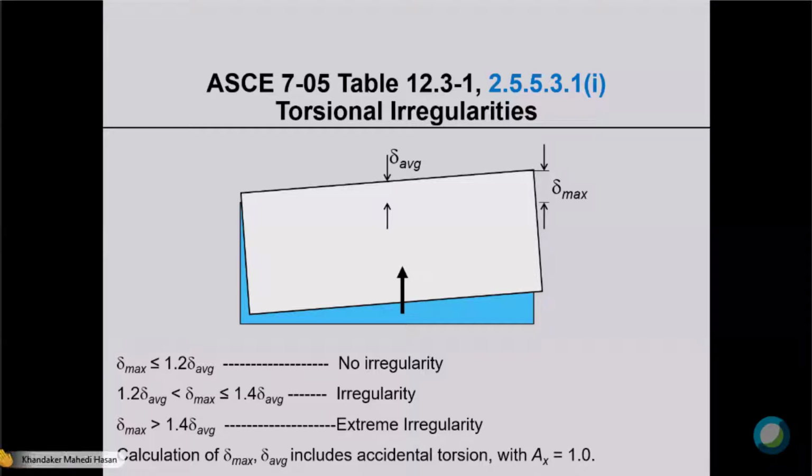If the ratio of maximum to average is more than 120%, less than or equal to 140%, we have type 1A torsional irregularity. If the maximum is larger than 140% of average, then we have an extreme torsional irregularity, extreme 1B. Okay? Now, in calculating this delta maximum and delta average, we have to include accidental torsion, but no amplification of accidental torsion.